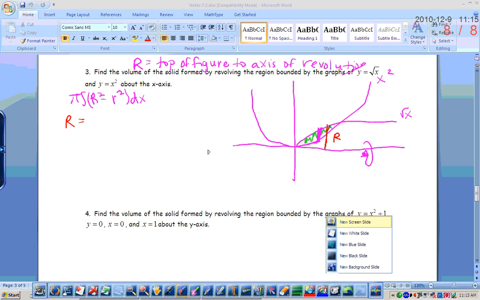So what would the height or the length of big R be? Square root of x, right. And it's still going to be top minus bottom. The top part is the square root of x. The bottom part is the x-axis, which is y equals 0, so square root of x minus 0.